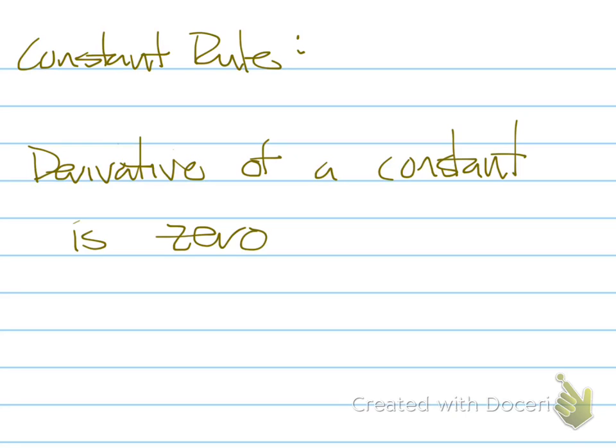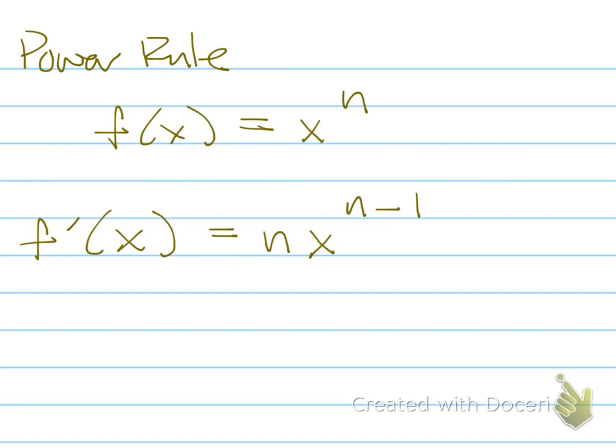So there are several rules to find the derivative of different expressions or terms. The derivative of a constant is always going to be 0. We use the power rule to find the derivative of powers. So if you have a function x to the nth power, the derivative of that is going to be, you bring down the exponent, multiply that by the coefficient, and then subtract the exponent by 1.